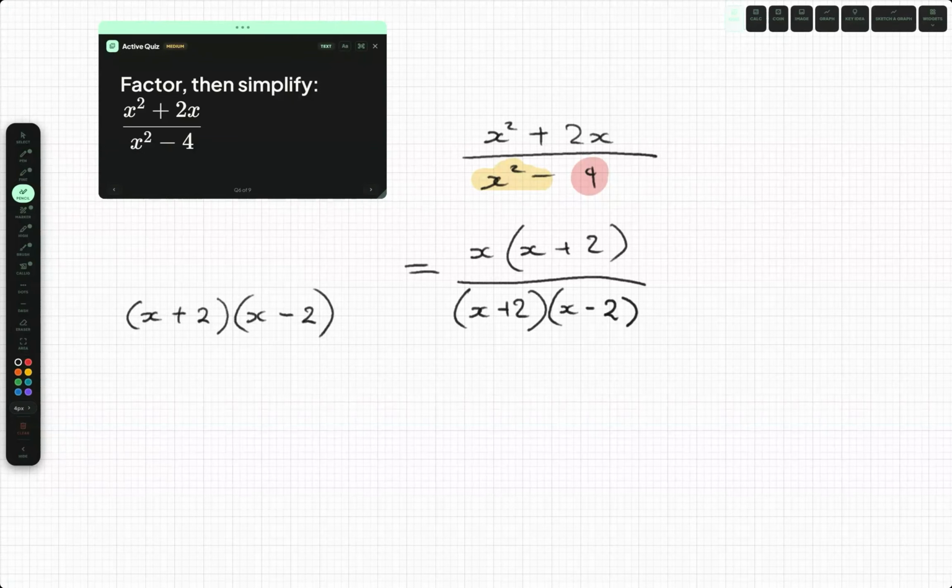And in this case, there is a common factor. Both the top and the bottom are being multiplied by x plus 2, so we can cancel both of them and be left with x divided by x minus 2. So by noticing these patterns of difference of squares, or using the concept of perfect squares, or using our factoring of quadratics, we can make these a lot simpler.